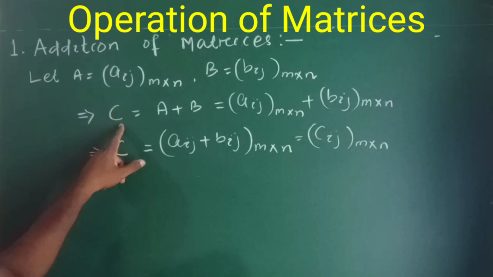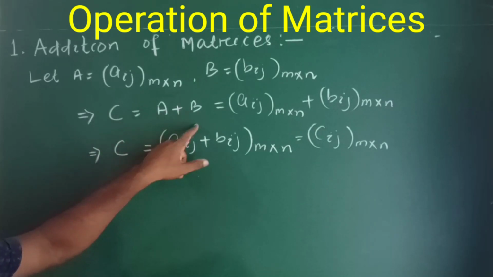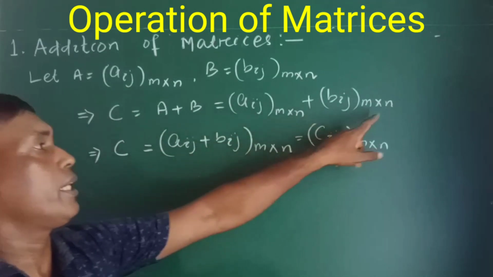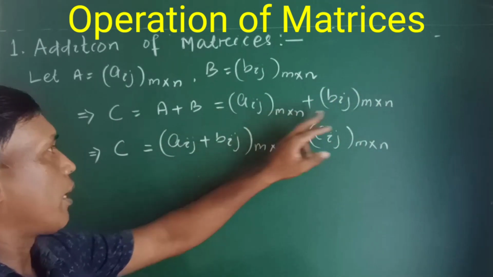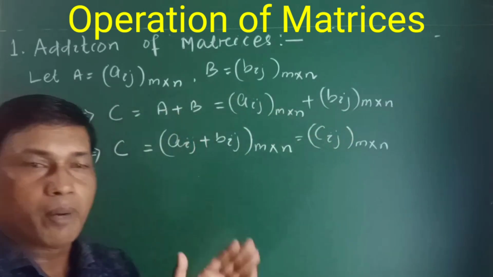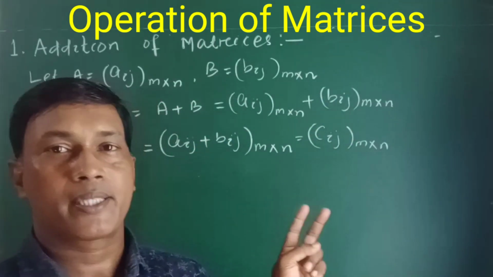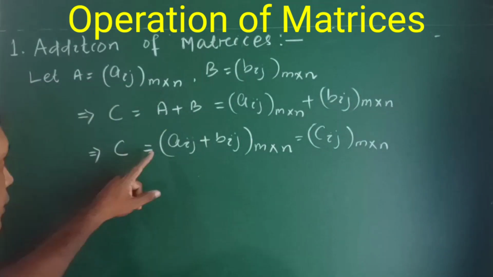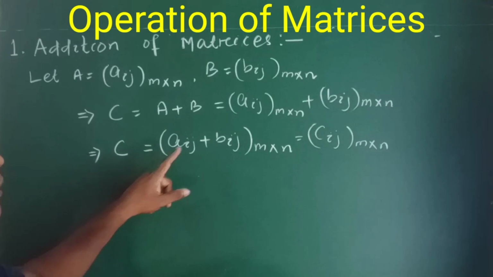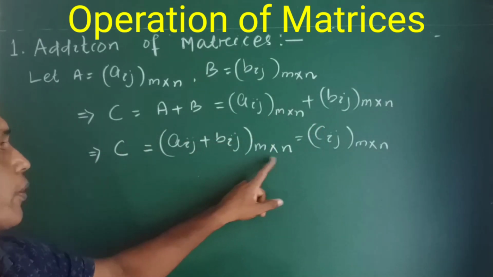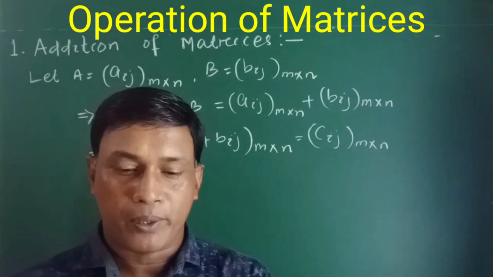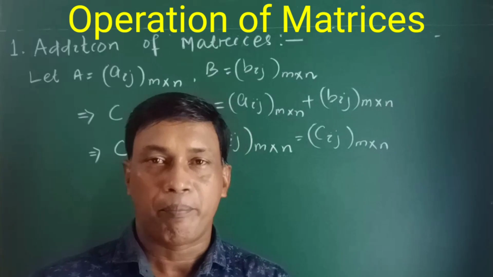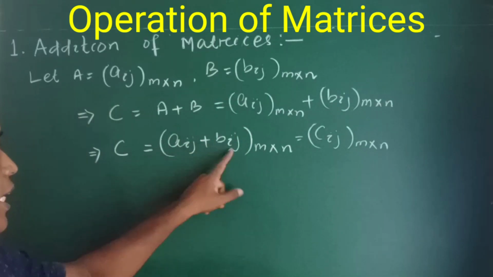Suppose C is a matrix which is A plus B, and A plus B is the matrix Aij of order m cross n plus Bij of order m cross n. So this is the addition of two matrices. Now these two matrices have the same order, so we can add. How can we add? Now the addition of two matrices is Aij plus Bij of order m cross n. So if the two matrices are of the same order then they can be added by adding their corresponding elements.